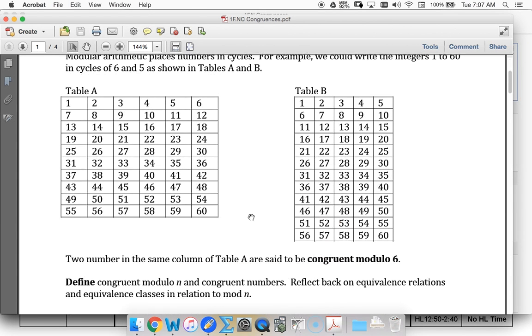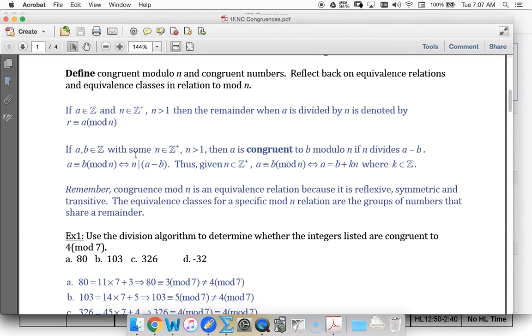Okay, so we've got the official definition. If a is an integer, n is a positive integer, n greater than 1, our remainder when a is divided by n, we can write that as our modular number, a mod n. And then we've got two numbers are equal if they have the same remainder. If they have the same remainder when dividing by n, then a minus b is divisible by n.